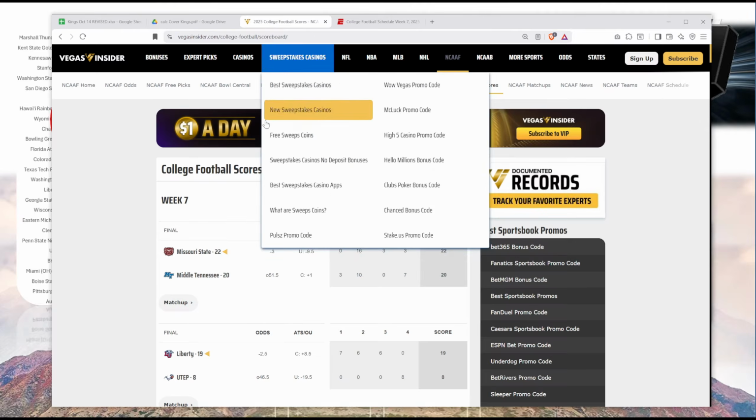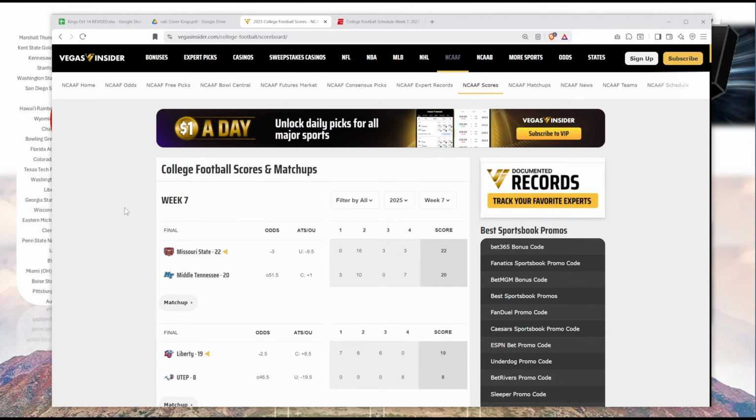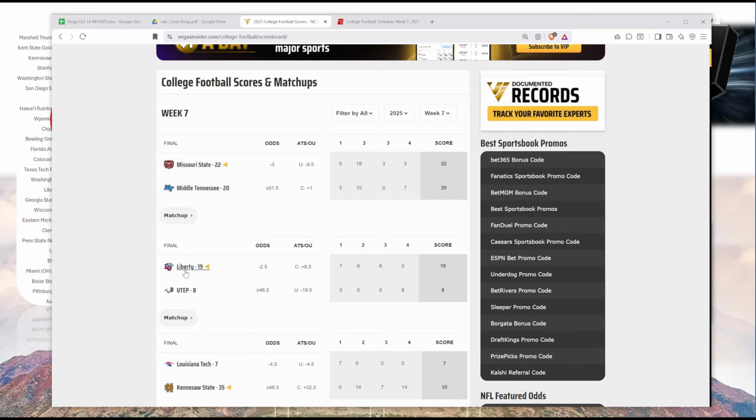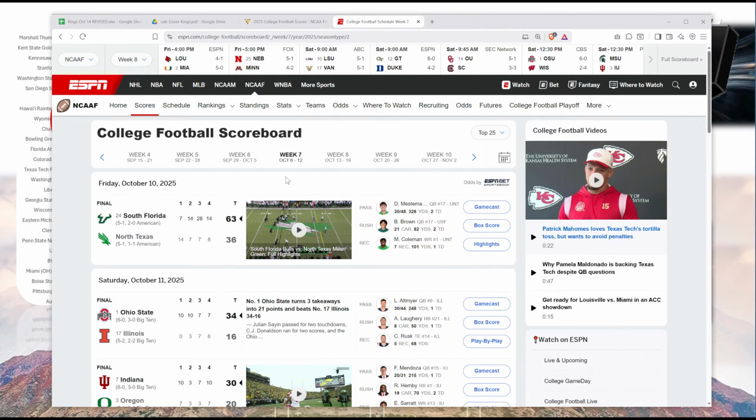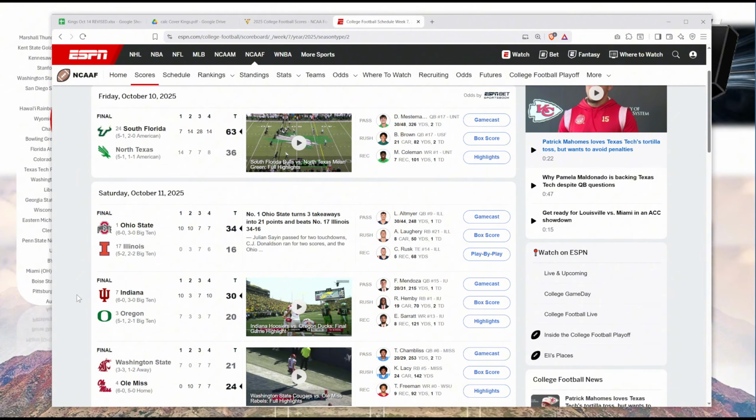But first, I want to clarify where I'm getting this information from. The source is vegasinsider.com. On their college football scoreboard, if you look under ATS/OU, they have the cover margin next to C colon. For example, here, Liberty covered by 8.5 points. I also want to clarify that this data is from week 7, which ended on Saturday, October 11th, 2025, and the most notable game was Indiana beating Oregon.